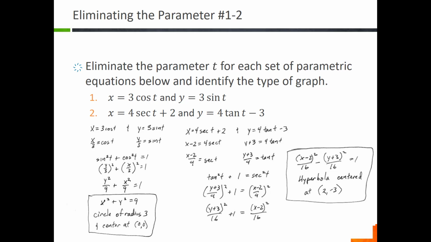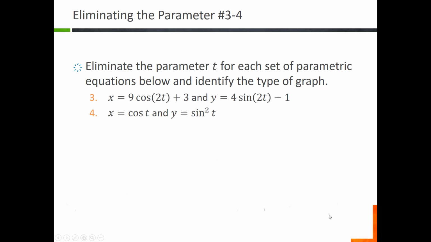I'm going to isolate the 1, and we'll see this again when we get to conic sections later. If I rewrite this, I get x minus 2 quantity squared over 16 minus y plus 3 quantity squared over 16 is equal to 1. This represents a hyperbola, which we haven't learned about, but we will. It's a hyperbola centered at 2, negative 3. All right, let's look at a couple more examples.